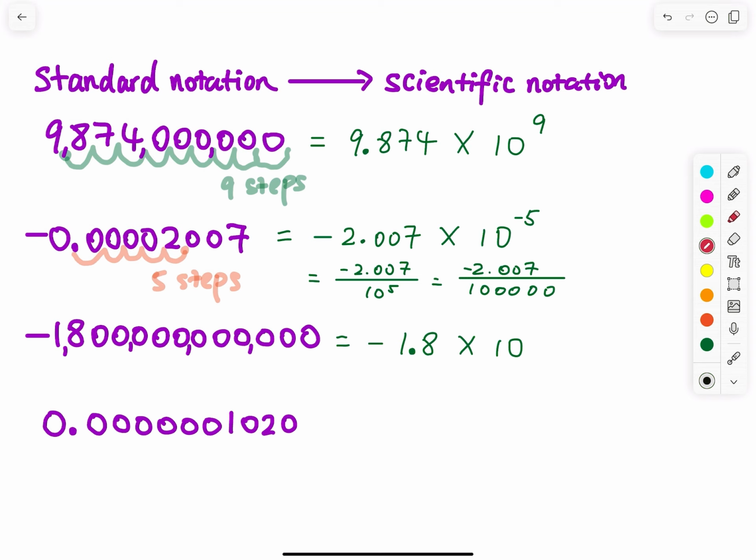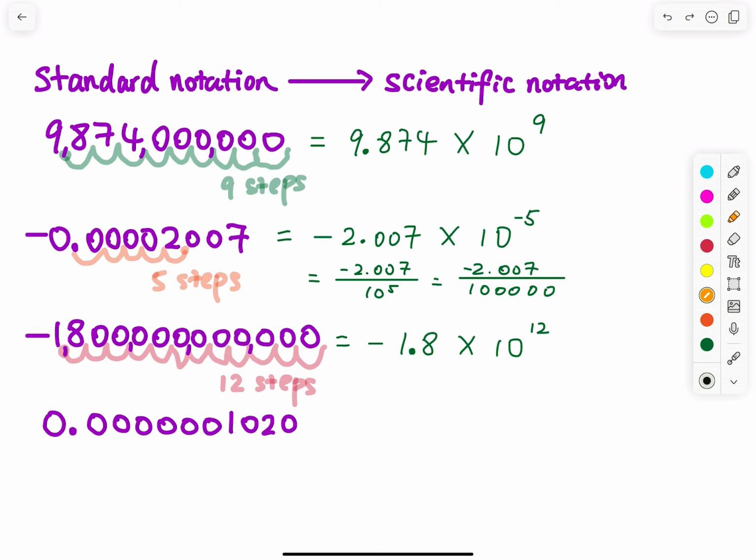So for 1.8, the decimal point is right here. 1, 2, 3, 4, 5, 6, 7, 8, 9, 10, 11, 12. So this one is 12 steps, so this is raised to the 12 power. Cover up the negative, and you have 1.8 times a very large value. That means you take 1.8 and move the decimal point 12 steps to the right.